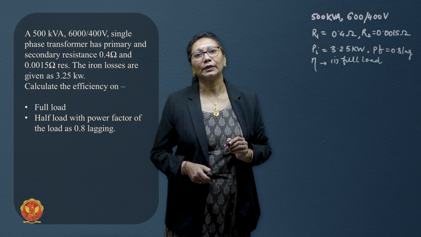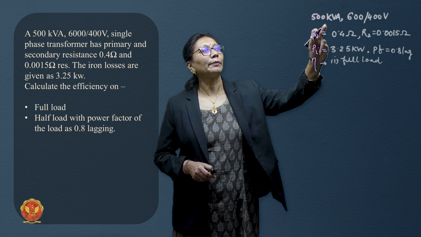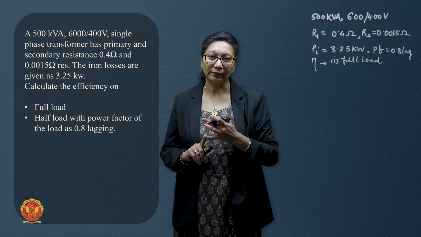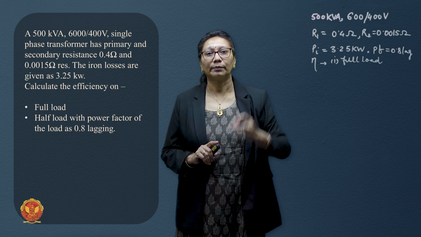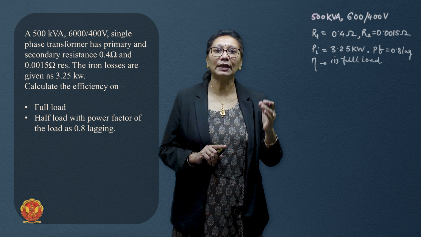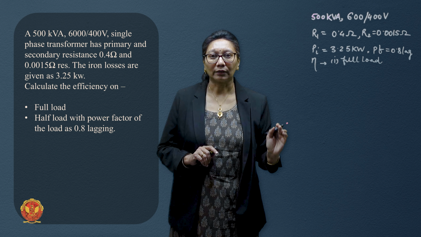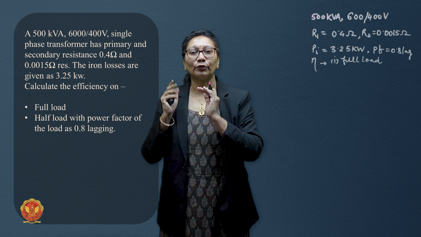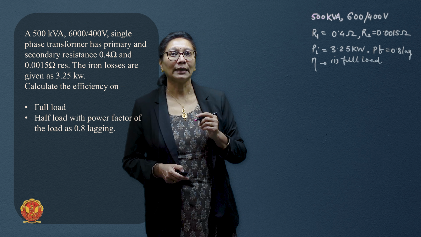So let us start with the first, that is, efficiency at full load. As we have observed, our priority is to know the current on primary or secondary from the data given. Then we need the power factor, which is already given. Then we will calculate copper losses and we'll be able to put all the values in the formula of efficiency. So first we have to calculate current.